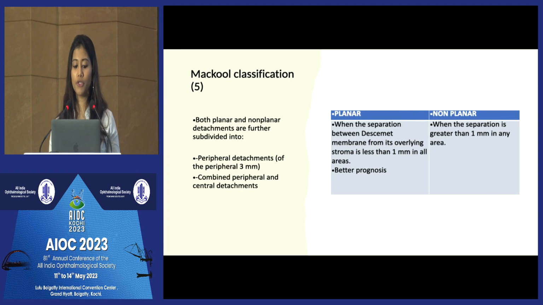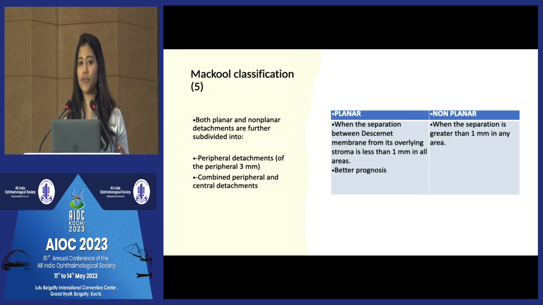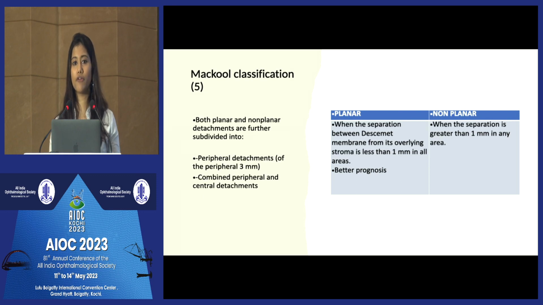When the separation of Descemet's membrane from its overlying stroma is less than 1 mm, we classify it as planar, and non-planar when it is more than 1 mm in any area. Obviously, the planar has a better prognosis than the non-planar. Both the detachments are further classified into peripheral and combined. In peripheral detachments, the peripheral 3 mm of the cornea or the DM is involved, and in combined detachments, both the periphery and the center is involved.